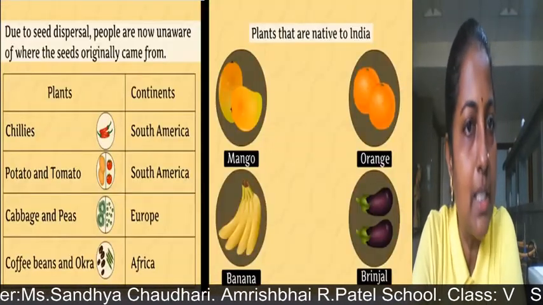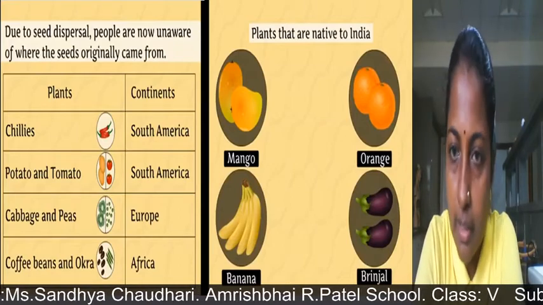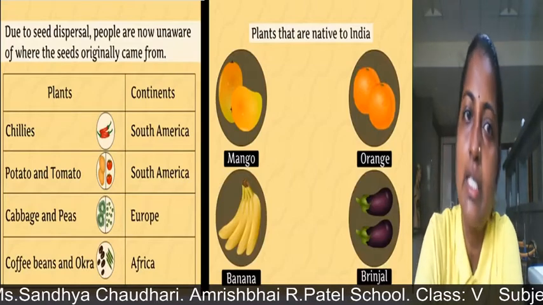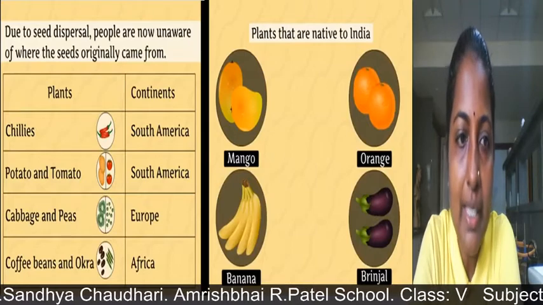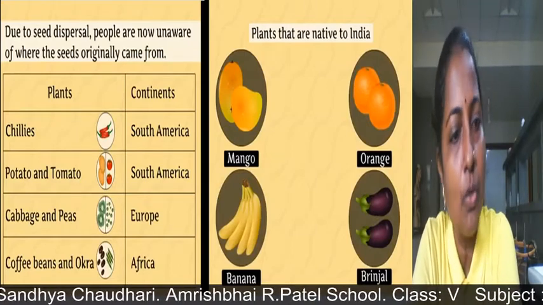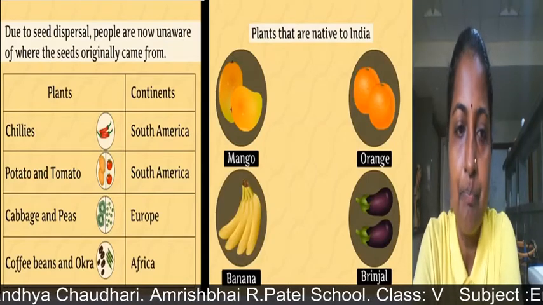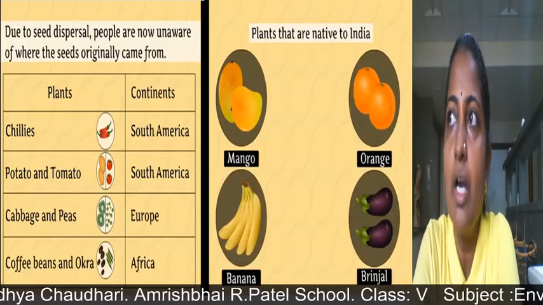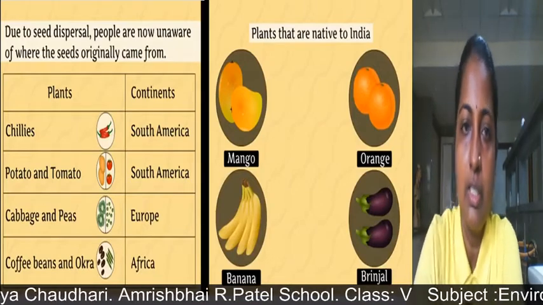Due to seed dispersal, people are now unaware of where the plants originally came from. So here are some plants and continents. Chilies came from South America, potato and tomato came from South America, cabbage and peas from Europe, coffee beans and okra, that is ladyfinger, came from Africa, and plants that are native to India are mango, orange, banana and brinjal.